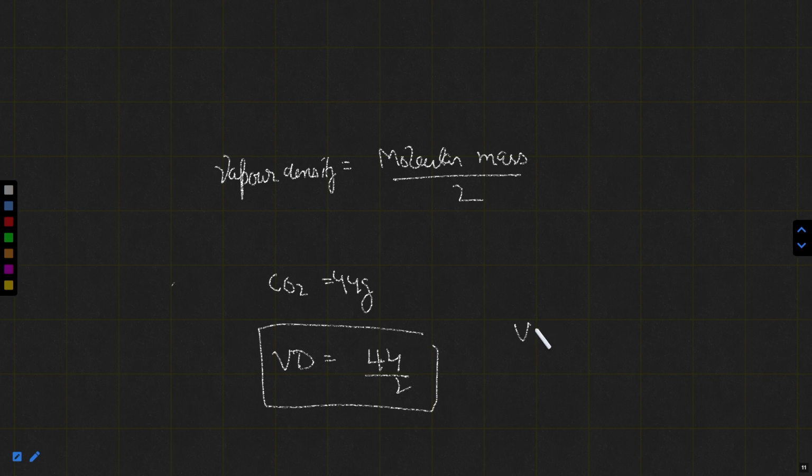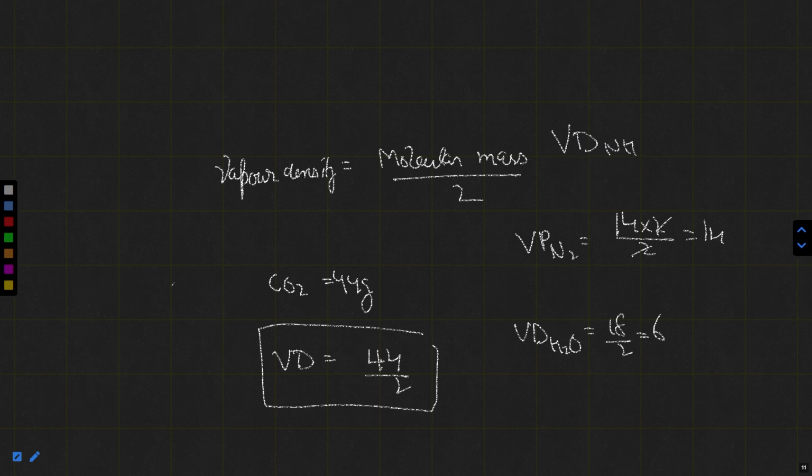Similarly, if you want to calculate the vapor density of H2O, that would be 18 by 2. Or say the vapor density of nitrogen. Nitrogen has a mass of 14 into 2 divided by 2, that is 14. Or the vapor density of ammonia. Ammonia has a mass of 17, so 17 by 2, that is 8.5. Vapor density is the mass of a gas relative to a hydrogen molecule H2, and H2 has a mass of 2, so we divide by 2.